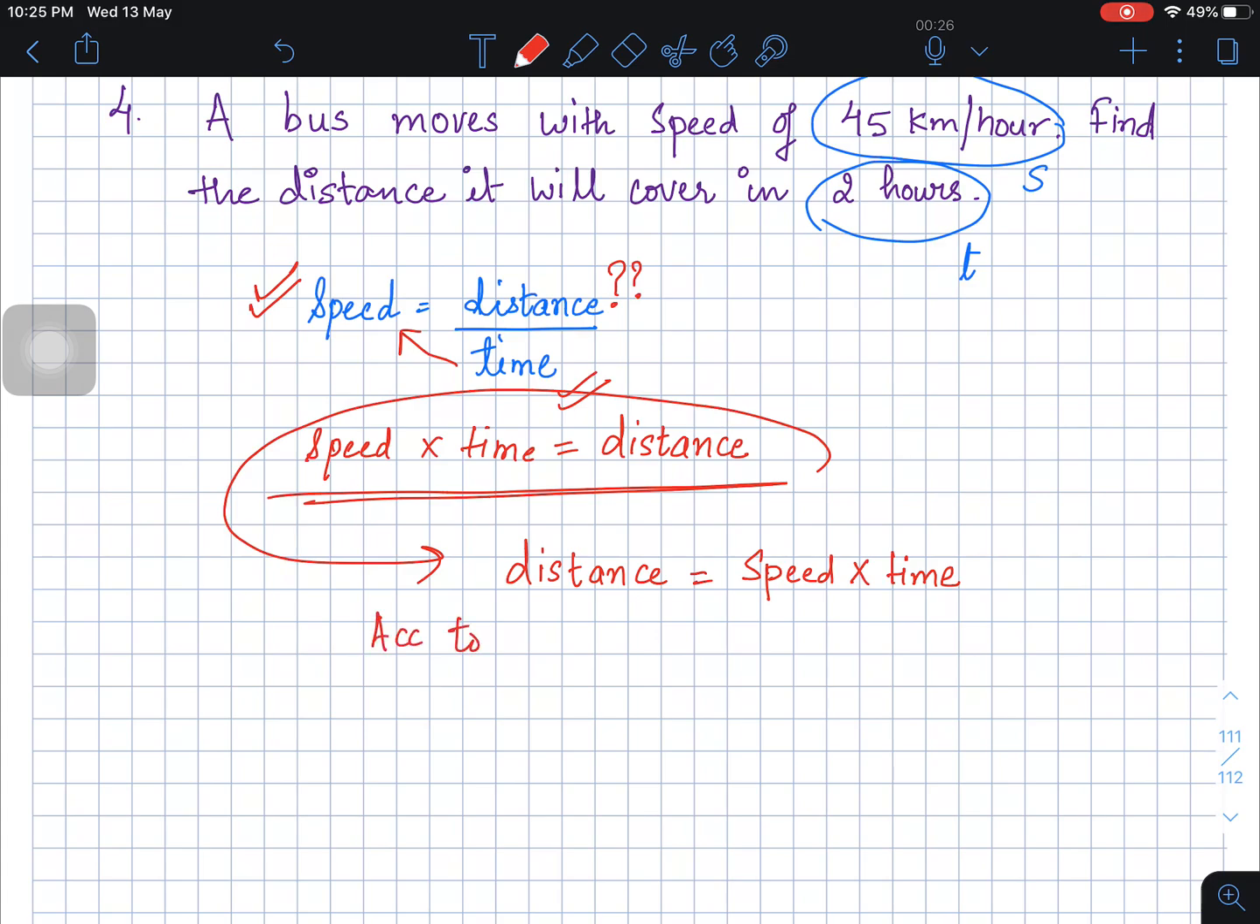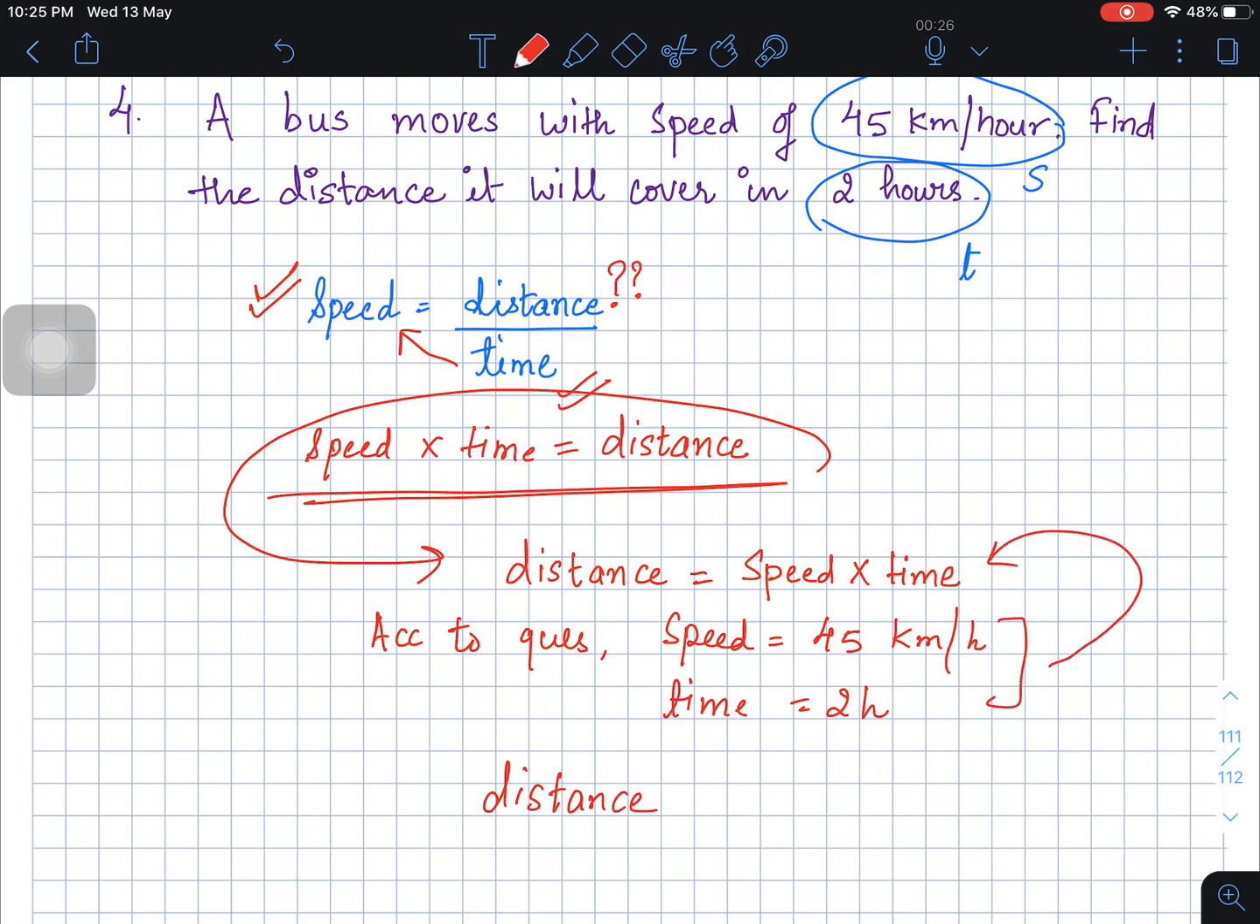Now you have the formula, you have the numbers, so just put them and find the answer. According to the question, speed is 45 kilometer per hour, time is 2 hour. Now put these values over here. So distance is equal to 45 kilometer per hour into time, 2 hour.